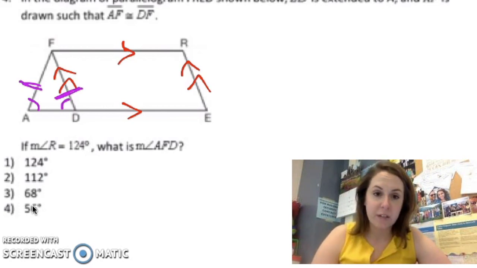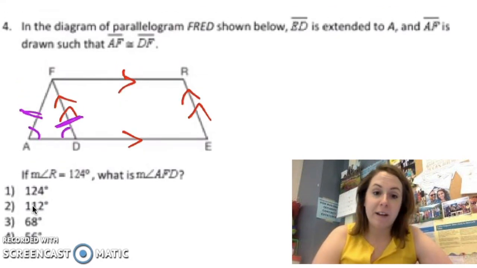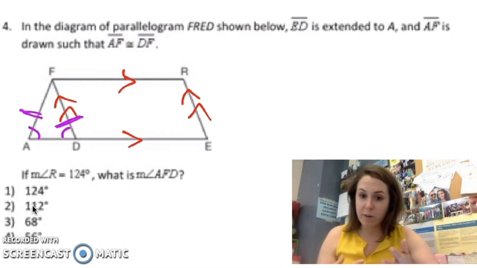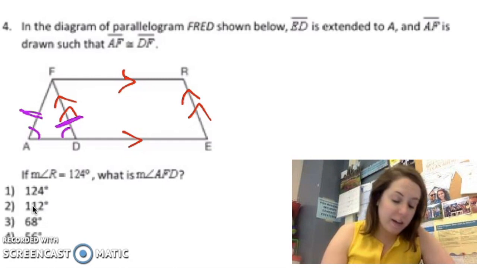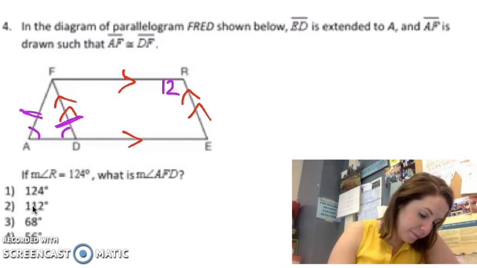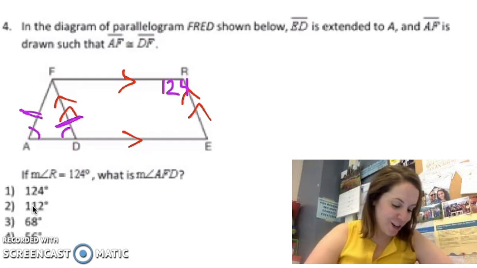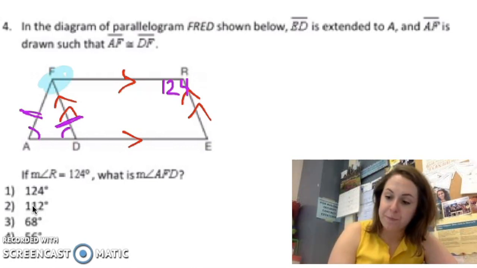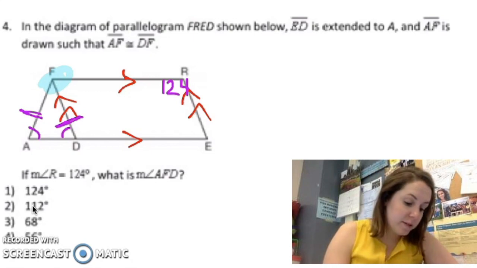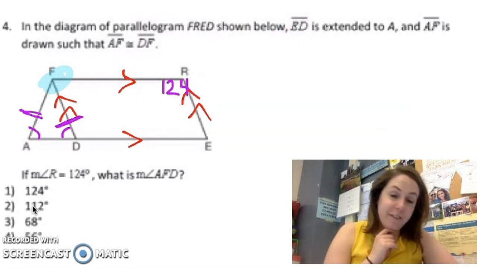I already know that. I also know that this is a parallelogram, which means my opposite angles are congruent and my same side interior angles are supplementary. So measure of angle R is 124. What is the measure of angle AFD? So that's this angle up here. Okay, so let's see what we can figure out.